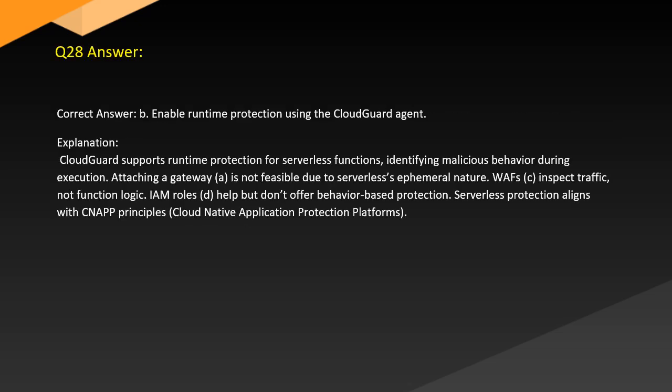Answer. Correct answer B. Enable runtime protection using the CloudGuard agent. Explanation. CloudGuard supports runtime protection for serverless functions, identifying malicious behavior during execution. Attaching a gateway, A, is not feasible due to serverless's ephemeral nature. WAF, C, inspects traffic, not function logic. IAM roles, D, help but don't offer behavior-based protection. Serverless protection aligns with CNAPP principles, cloud native application protection platforms.